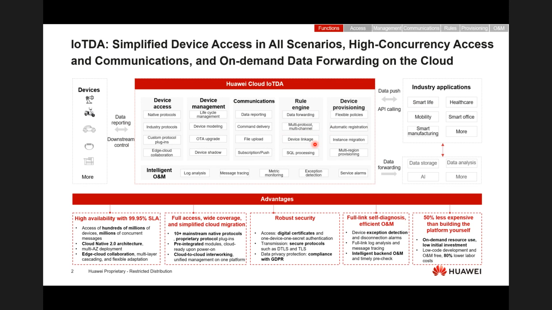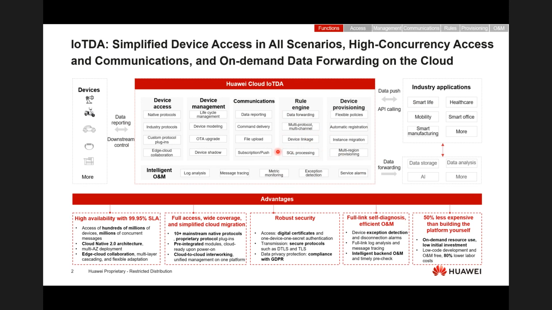Device linkage is like one device can control another device. Later I will show you the feature. It's like machine to machine. For example, if there are two different devices, device A and device B, device A sends the data to the IoT platform, IoTDA, and if you have already set up rules within the IoTDA, and if device A's data triggers the event, then it can control device B. Yes, that's device linkage.